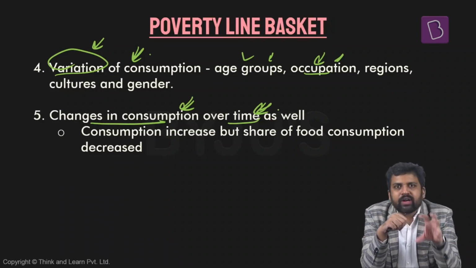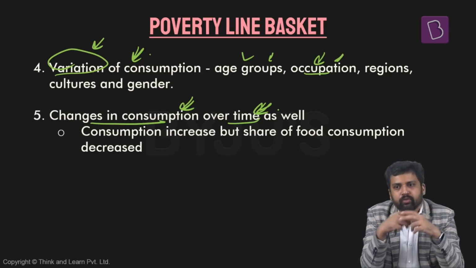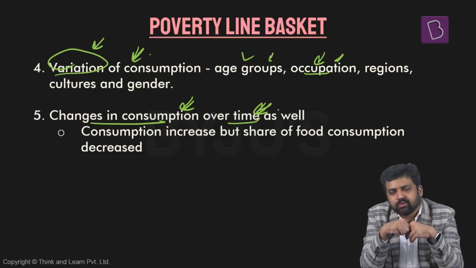Now you have the poverty line basket for a particular time period. Then what will you do? Then you will go to different households. You will carry out surveys. You will ask one of these two questions, right? Or you will try to find out one of the two things. One is you might go to a household and try to find out their incomes.